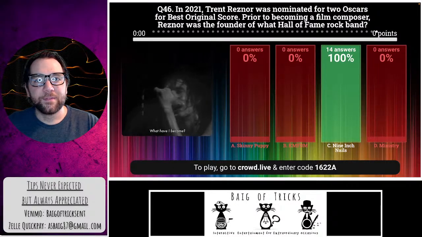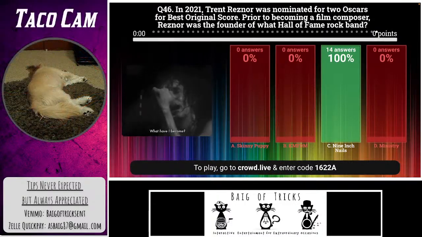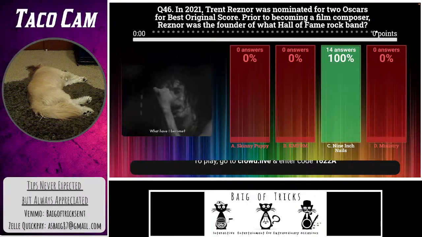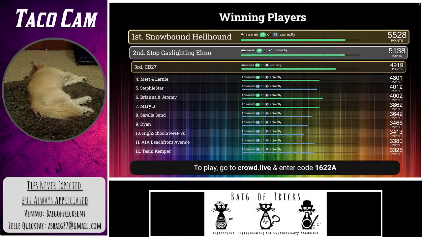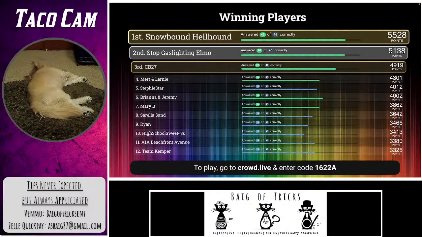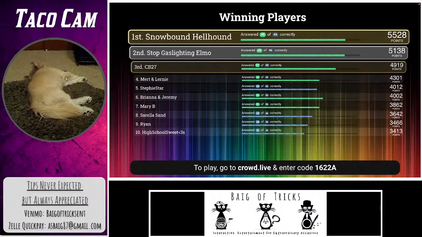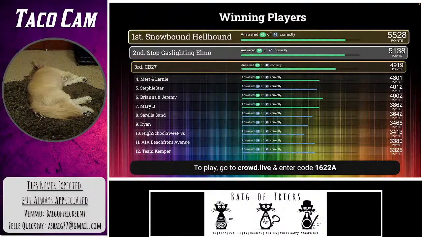Before we go, all we have left to do is look at the final standings. Here we go. Let's see if Taco wants to announce these. Yeah, there we go. Taco giving the drum roll. In first place, the hard-fought battle, Snowbound Hellhound. First place, 5,528 points, answering 40 of the 46 questions correctly. Now, just because I always like to point this out, Stop Gaslighting Elmo answered the exact same number of questions correctly, which means extra praise to Snowbound Hellhound, because they answered the same number correct, but a lot faster. That's not saying that Elmo wasn't fast, but wow, great job, Snowbound Hellhound.